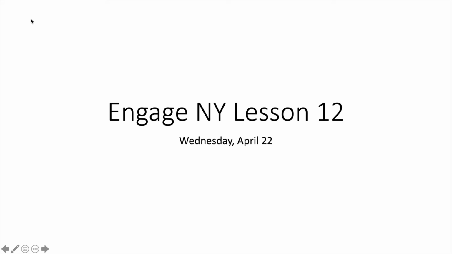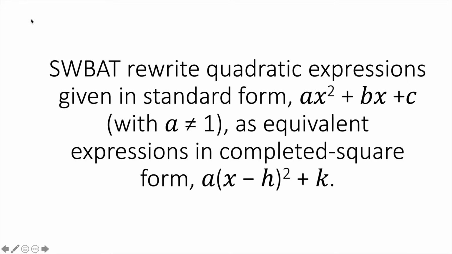We are working on EngageNY Lesson 12, continuing our discussion of completing the square. By the end of today's lesson, students should be able to rewrite quadratic expressions given in standard form, ax squared plus bx plus c, with an a value that does not equal 1, as equivalent expressions in completed square form. Notice that we're naming the second term in our binomial h and the constant in our completed square form k.